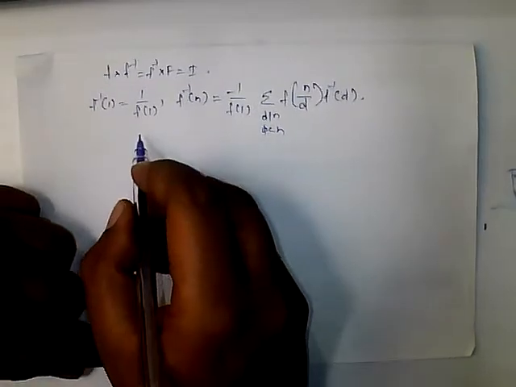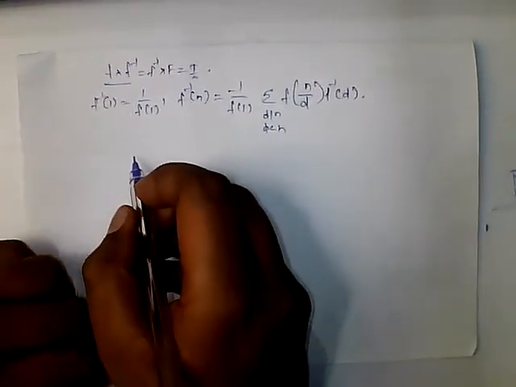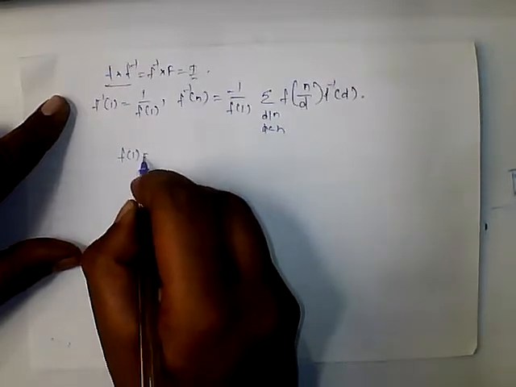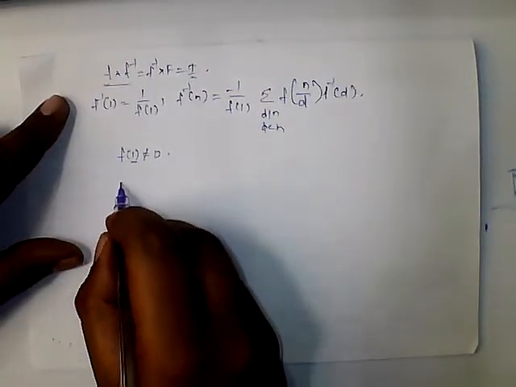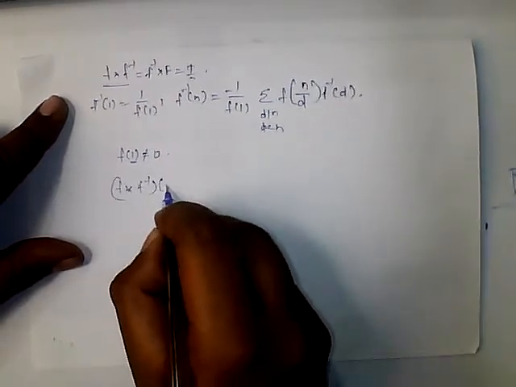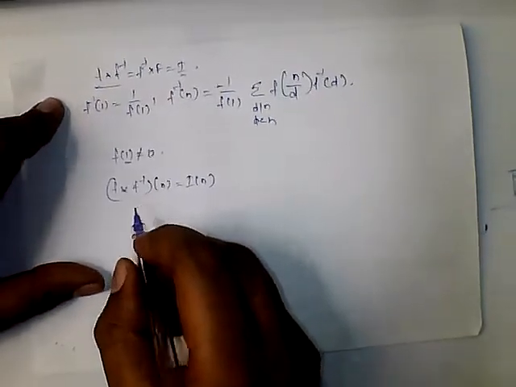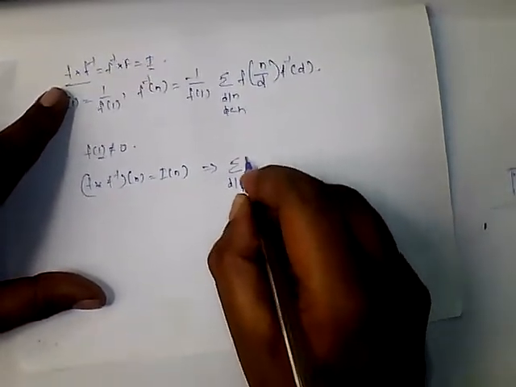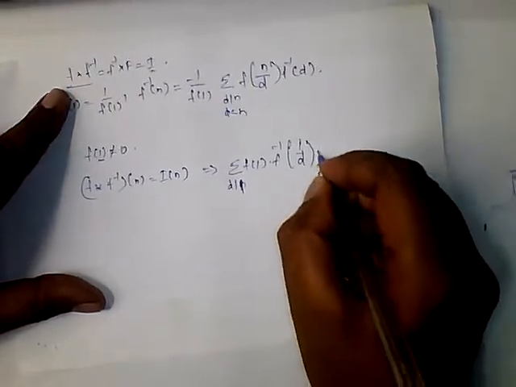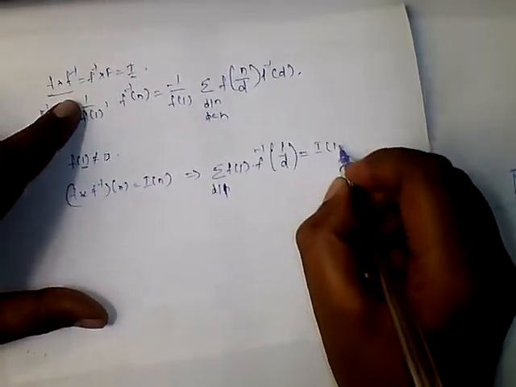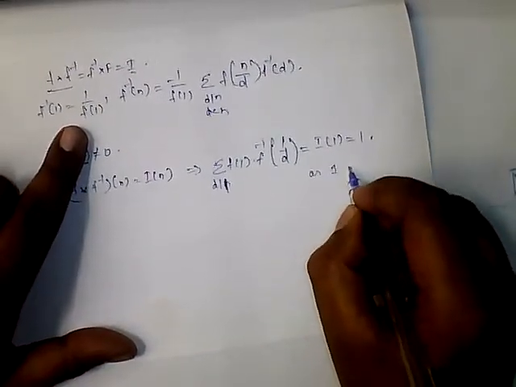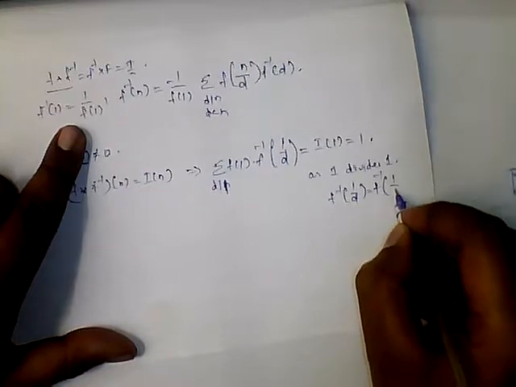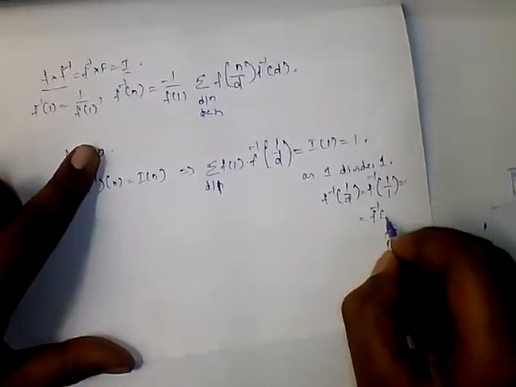Now first we are taking this, proving this part I. So we have f of 1 not equal to 0, so considering n equal to 1, we have f star f inverse of n equal to I of n. To write it precisely, the sum over d dividing 1 of f of 1 by d times f inverse of d will be equal to I of 1 equal to 1, as 1 divides 1, f inverse of 1 by d equal to f inverse of 1 by 1, that will be equal to f inverse of 1.